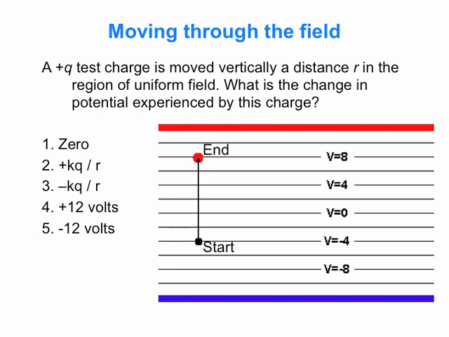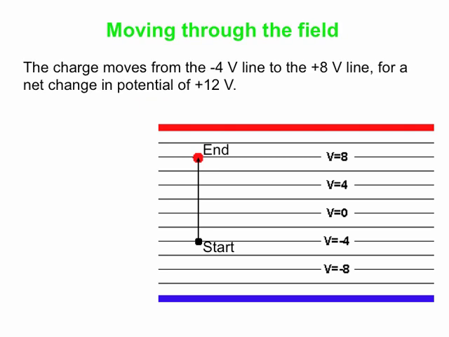Again, this is a uniform field scenario, and you've got equally spaced equipotential lines. So what's the change in potential experienced by the charge? Is it 0 plus kq over r minus kq over r plus 12 volts minus 12 volts? What do you think of that? The answer is actually very straightforward. The charge went from minus 4 volts to plus 8 volts. It experienced a change in potential of plus 12 volts. Final minus initial, plus 8 minus minus 4, is plus 12.